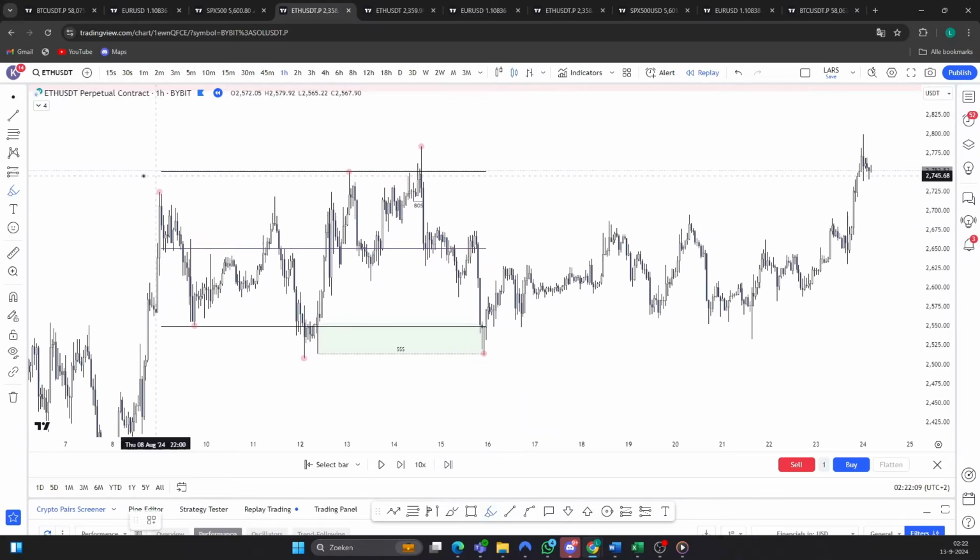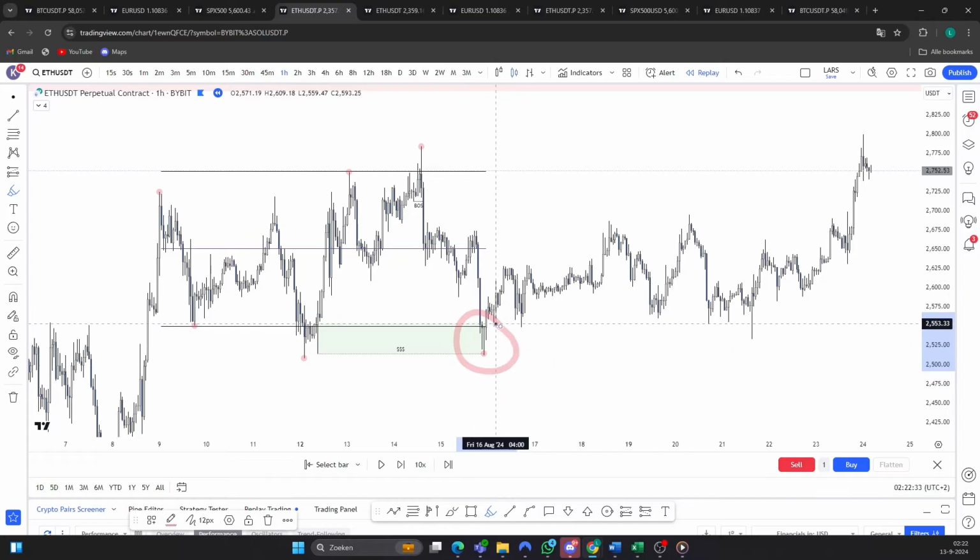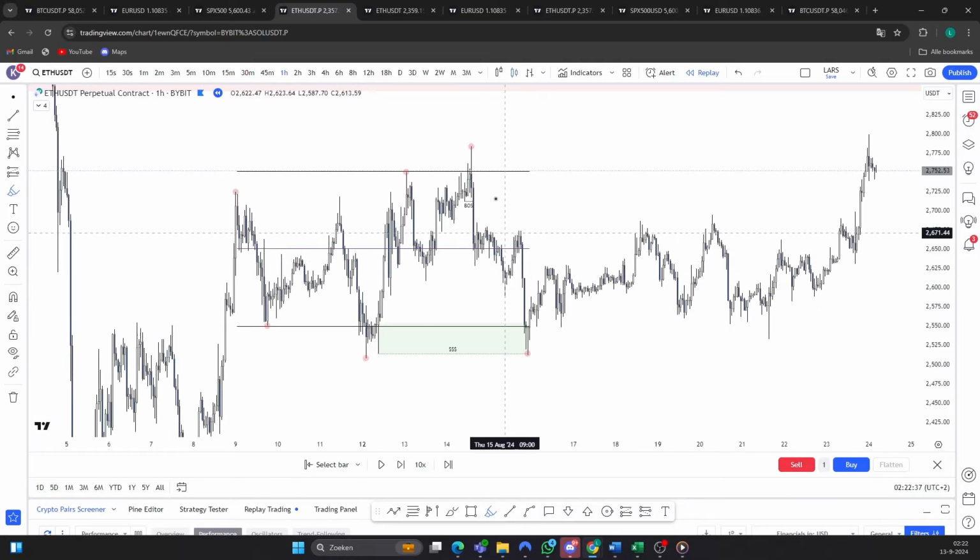But prior to this Model 1 distribution confirming, we already had a sweep of our range low. Now, right here, we have our extreme demand and extreme liquidity. So we have to be aware that the moment price mitigates that extreme demand and grabs that extreme liquidity, it could turn into a Model 2. So the moment you have a breakout structure in here, that's your risk on trigger for the long and your risk off trigger for the short.